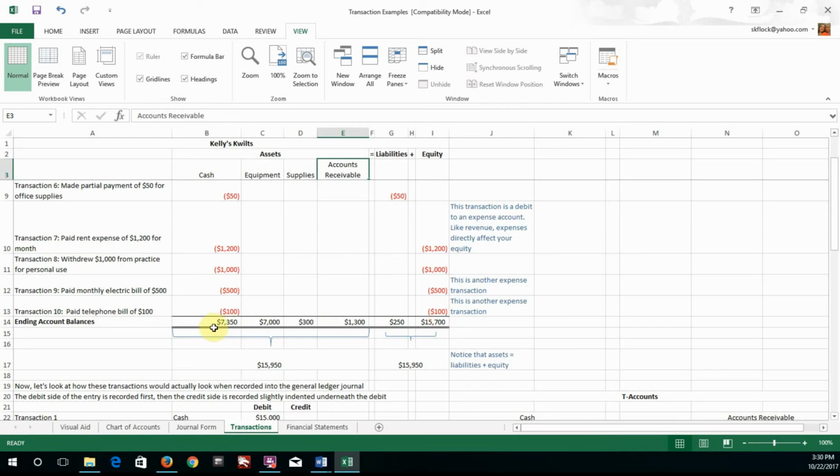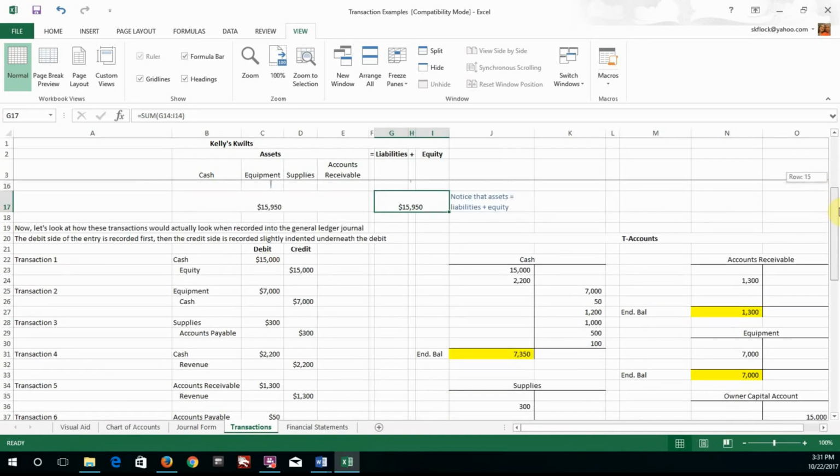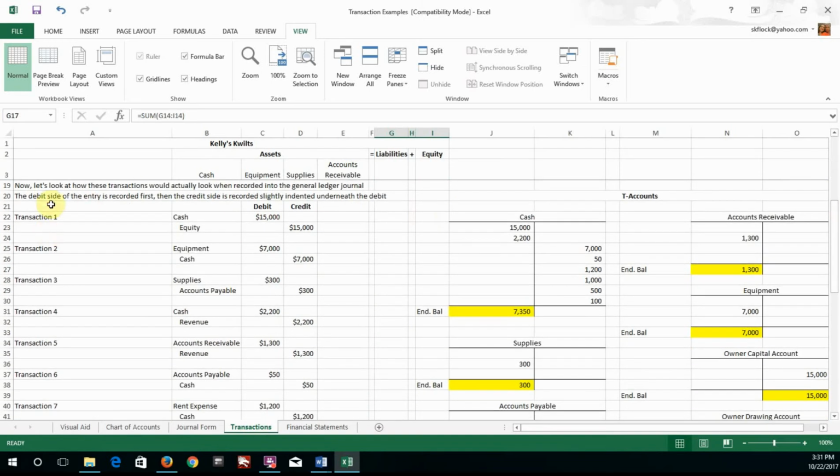And you'll notice here how all of the assets added up equal to $15,950 are equal to the liabilities plus the equity added up. So my accounting equation remains in balance with all of those transactions. Now, again, this is just a teaching tool. When you're actually entering transactions, this is what they're going to look like over here. So this is how you would actually record transactions.